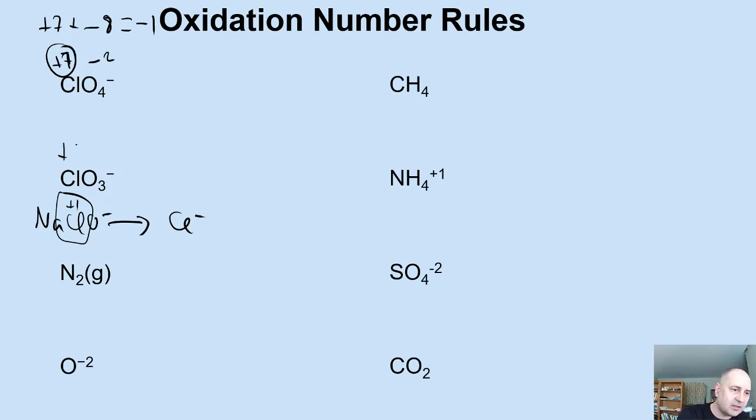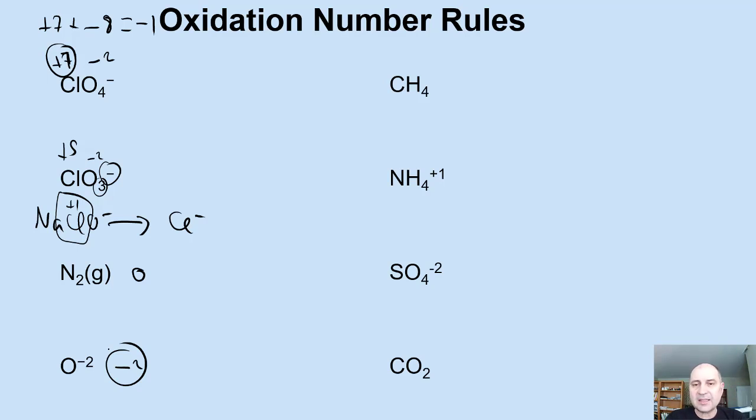And so here it's +5, right? It's the same idea. Oxygen is -2, we have 3, and so +5 plus 3 times -2 would equal its overall charge. This is chlorate. N2, an element by itself, is 0. Here's a monatomic ion, oxygen, so it's just -2.